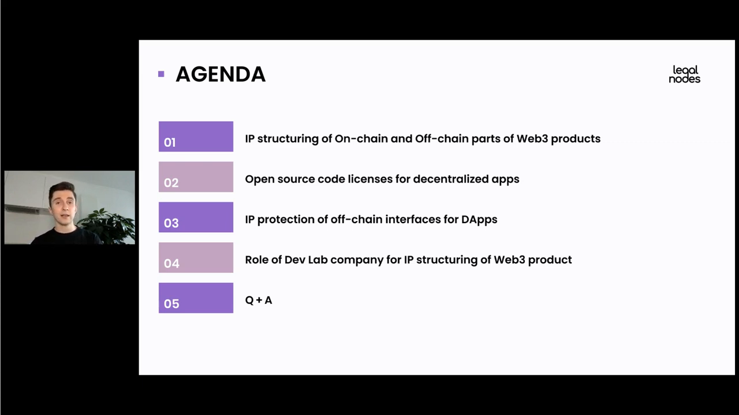The third question will be related to the IP structuring of the off-chain part, where we will discuss the trademarks and patents, as well as the IP assignment and IP transfer. And the last question will be related to the company which will be responsible for the IP ownership.